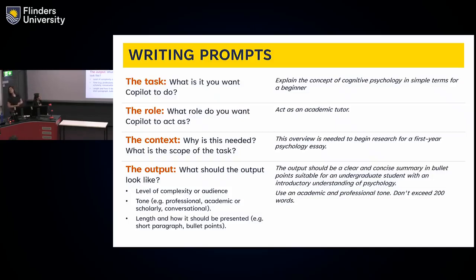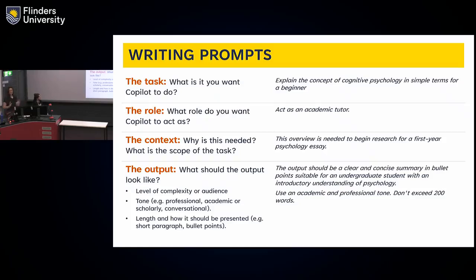So what's the level of complexity? Do you want it in paragraph form, or do you want it in bullet point form? Do you want it to be professional or casual in tone? Those kinds of things. So the output should be a clear and concise summary in bullet points suitable for an undergraduate student with an introductory understanding of psychology. Use an academic and professional tone, don't exceed 200 words. So all of those constraints will hopefully get me what I actually want from the tool.